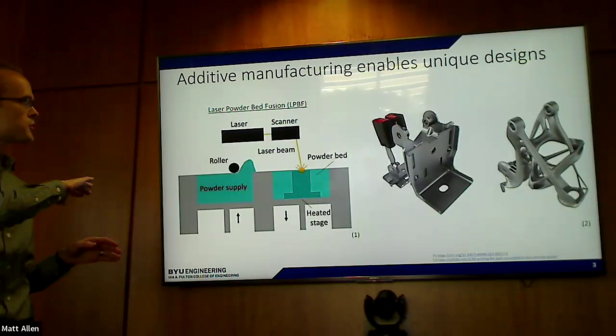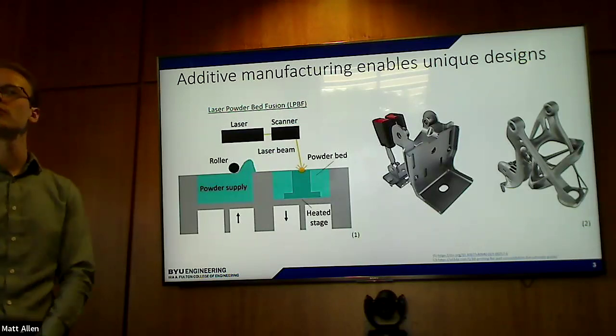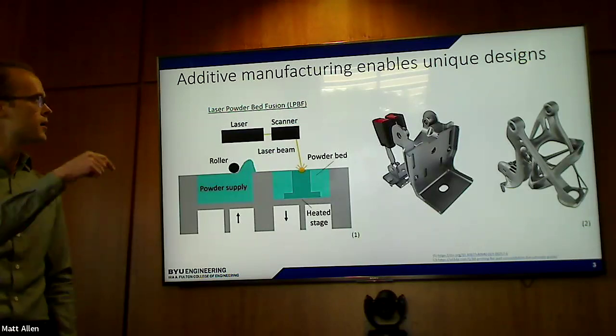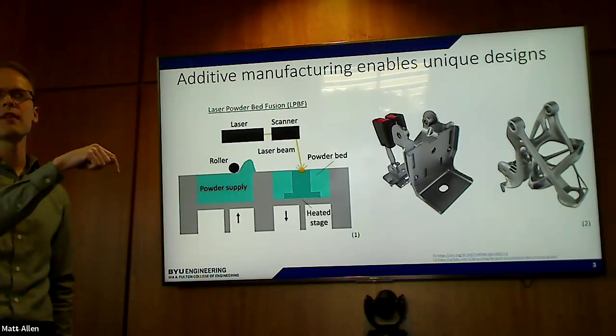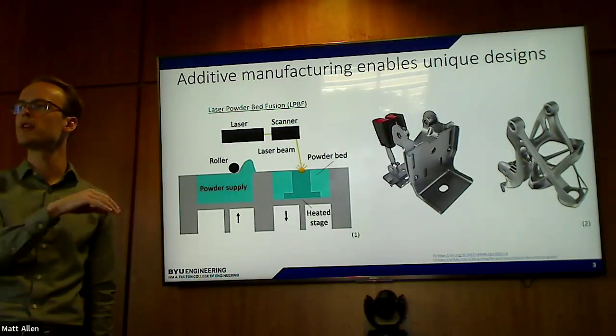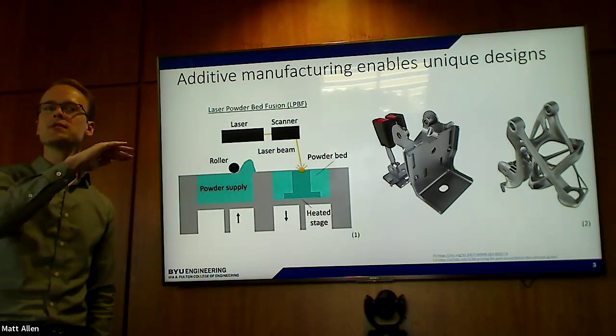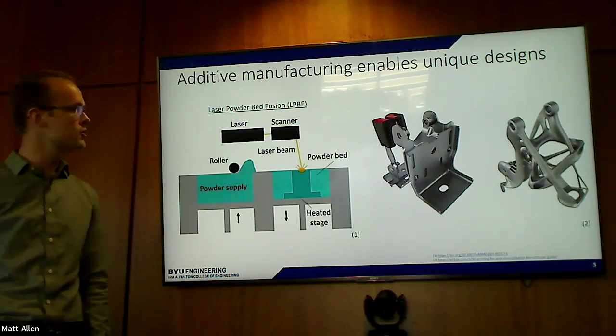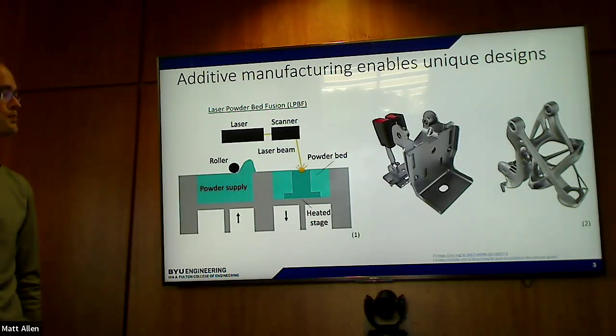And the way that works is you spread a thin layer of metal powder over a surface, and then a laser from above melts together the regions that you want to become part of the final part. And that continues iteratively layer by layer until you finish building the entire part.